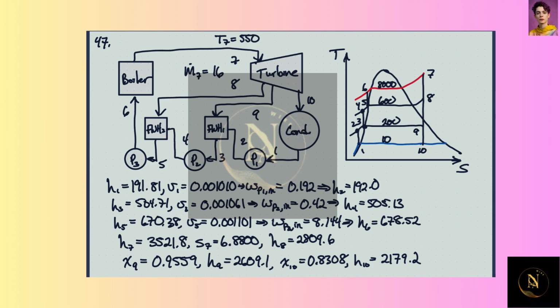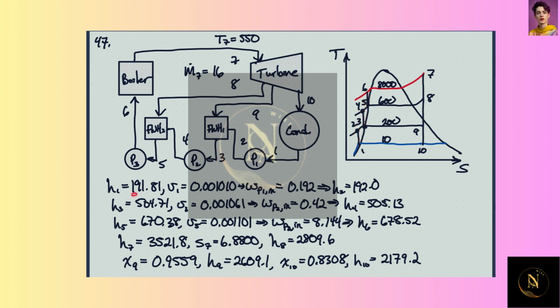So let's try to get what we can get out of here. We know the temperature entering the steam in the turbine is 550 degrees C. What else do we know? I think that's saturated liquid. Yeah. So we can get the work from each of these pumps, pump 1, pump 2, and pump 3.